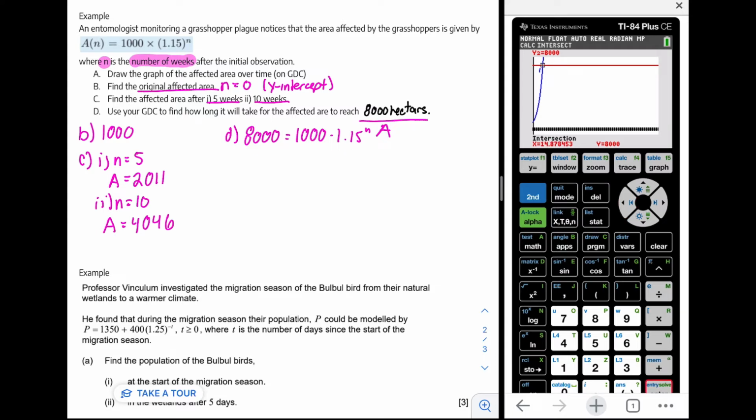And we get the intersection point is 14.9 if I round to 3 significant figures, and 8,000. So find how long it will take for the affected area to reach 8,000. It will happen in the 14th week, so it's going to take 15 weeks in order to reach 8,000.